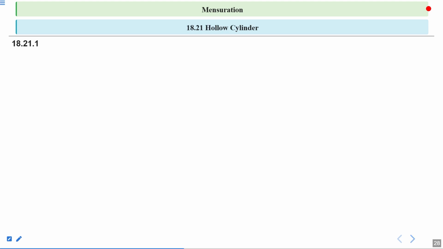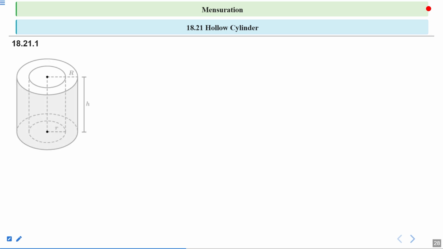Next one, hollow cylinder. So 18.21.1 of the hollow cylinder. So this is the diagram of the hollow cylinder. There will be a small radius and a large radius, the outer circle radius and inner circle radius, and there is a height h. So the volume will become pi r square h. In that case, r square will become capital R square minus small r square. So pi multiplied by (capital R square minus small r square) whole multiplied by h. Then we get the volume of the hollow cylinder.